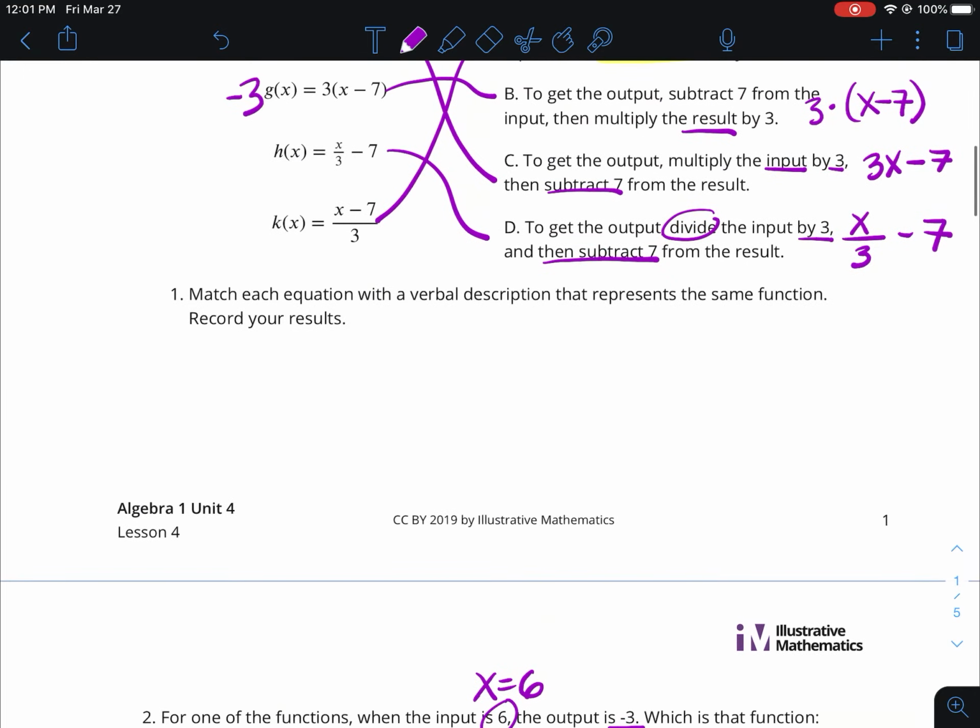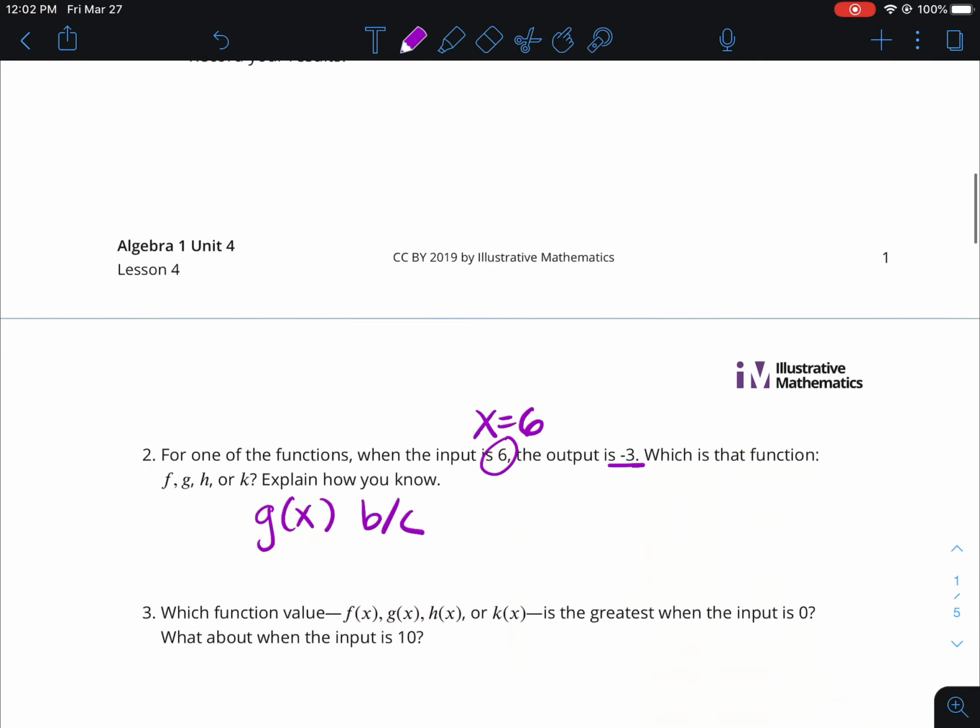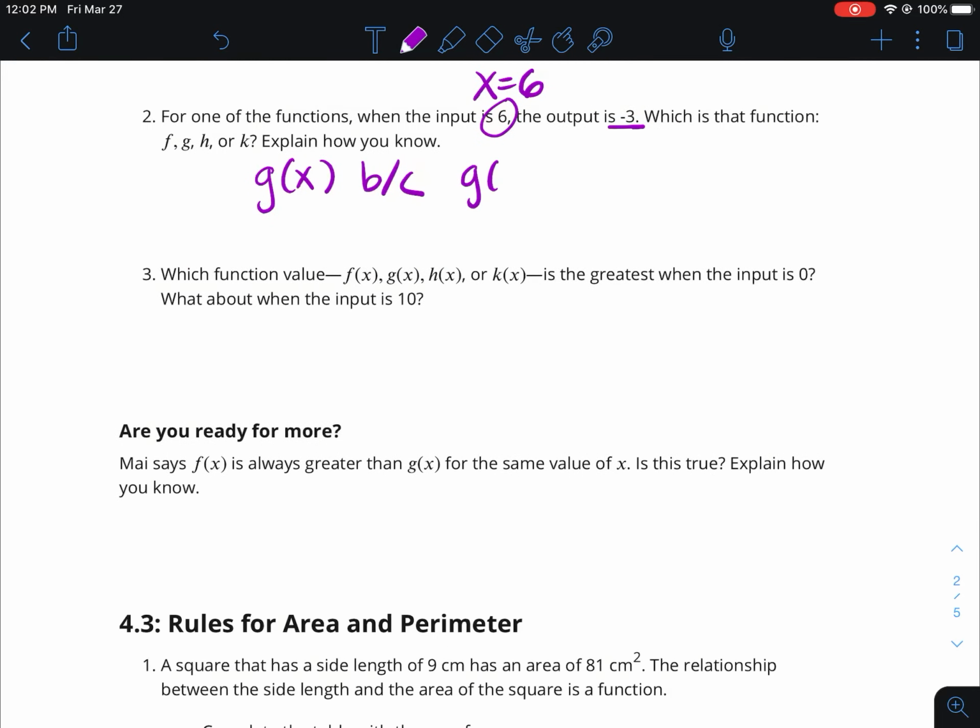So if I do, let's see, G of 6 is 3 times 6 minus 7, which is 3 times -1, which is -3. And that's how I know.